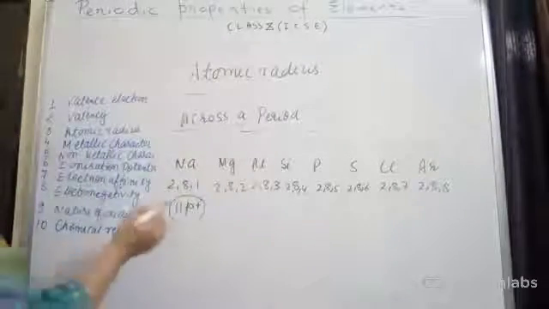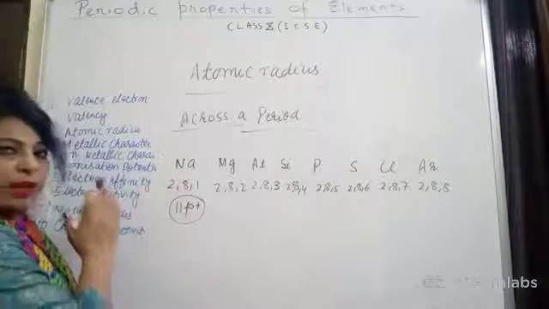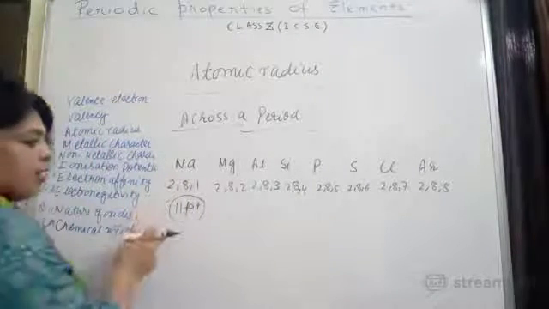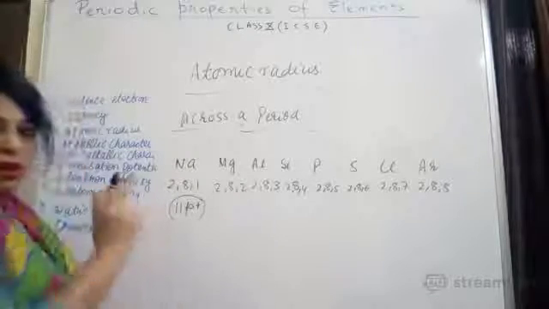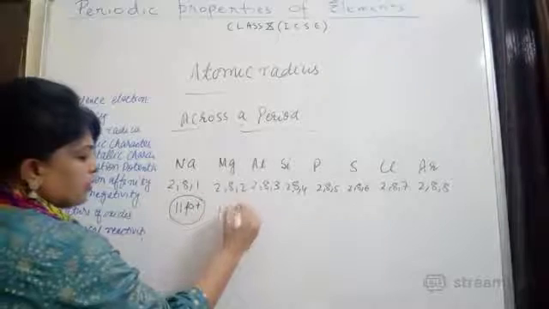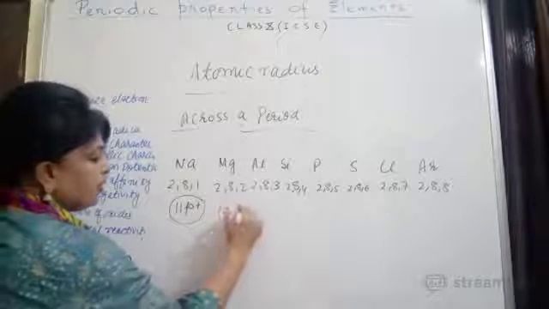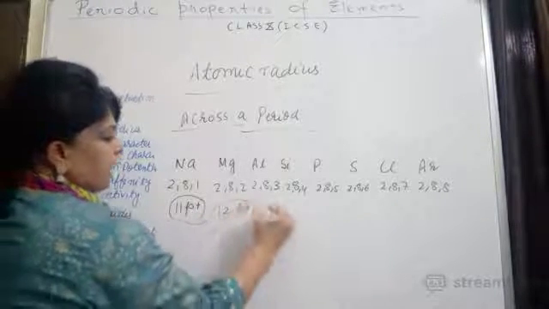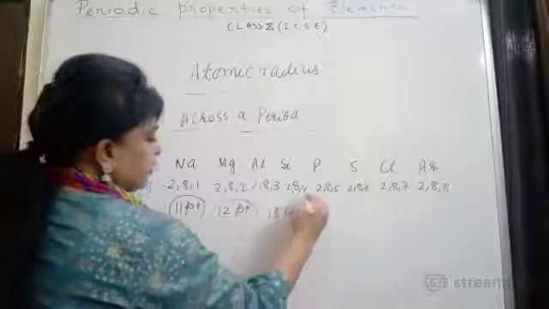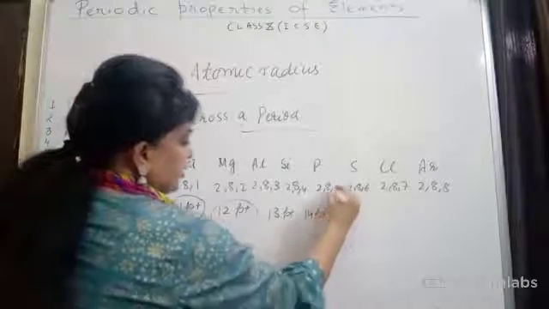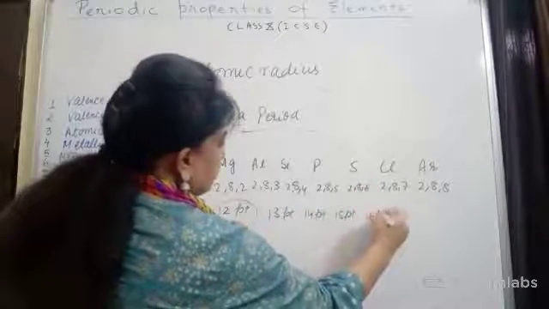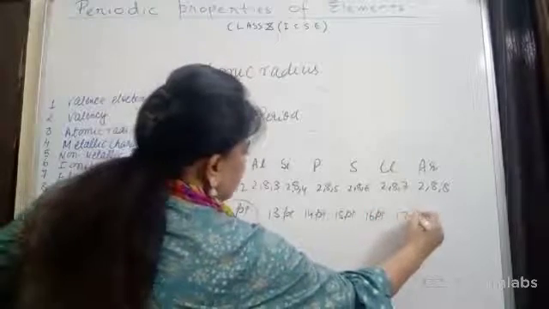Now what is the trend? I told you the modern periodic table is based on increasing order of atomic number. It means every time you move ahead horizontally, atomic number is increasing. So 12 protons will be there. How many protons? 12 protons. Again 13 protons will be there. Then 14 protons. In this case 15 protons. Then 16 protons. Then 17 protons will be there.